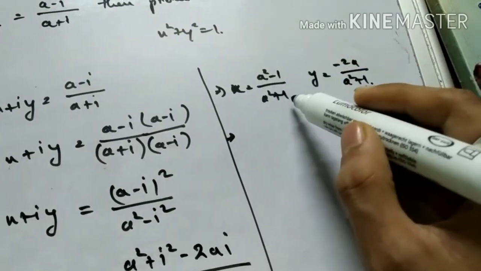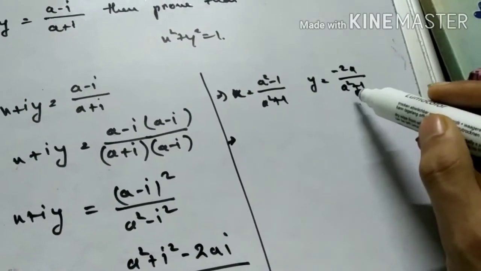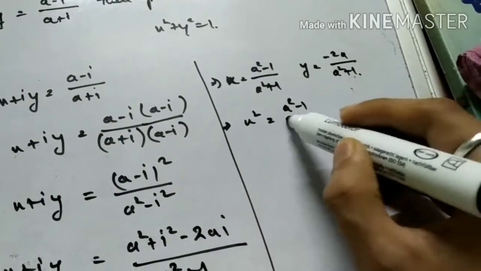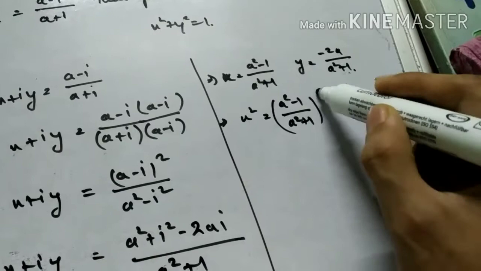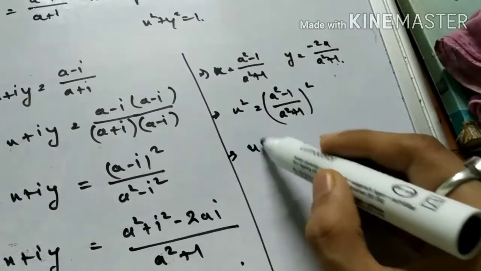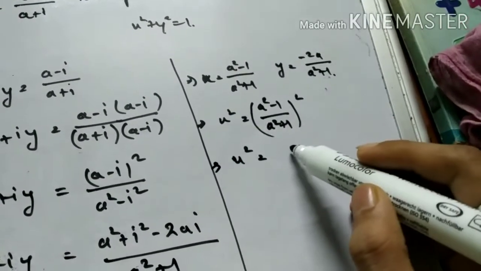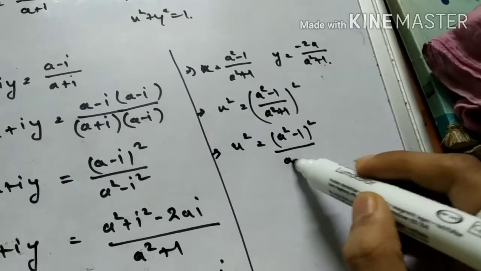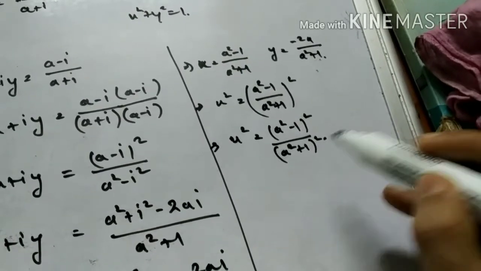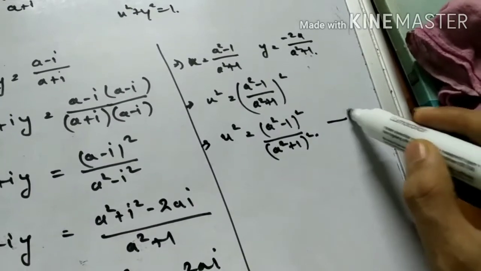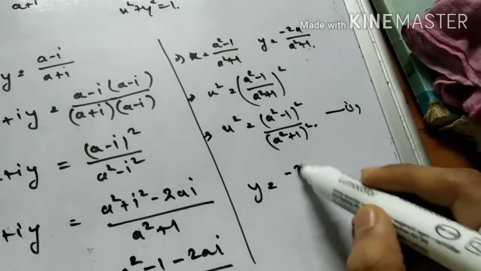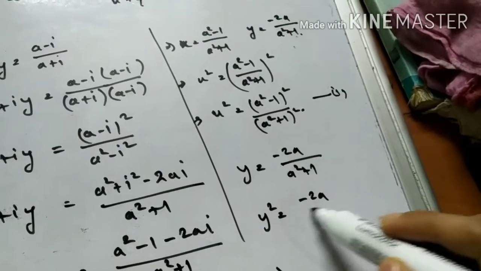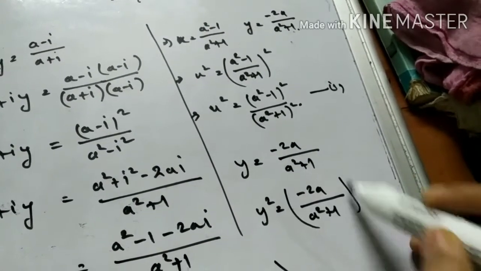So x is equal to this, and y is equal to this. Now I will do x square. So a square minus 1 by a square plus 1, the whole square. So x square you will get (a square minus 1) the whole square by (a square plus 1) the whole square. Okay, this is your equation number 1, and y is equal to minus 2a by a square plus 1. So y square is equal to minus 2a by a square plus 1, the whole square.